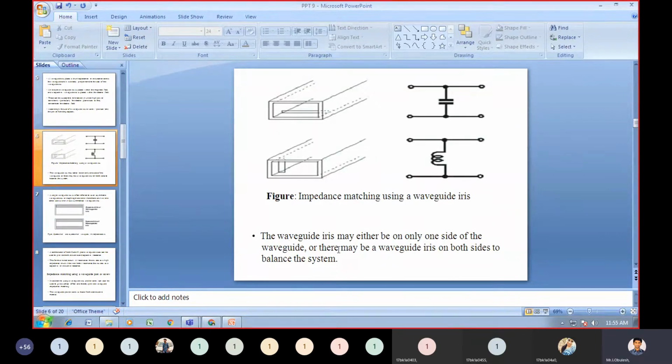The waveguide iris may be on only one side of the waveguide, or there may be a waveguide iris on both sides to balance the system. You need to keep it on either only one side of the waveguide, or else on both sides, balancing both sides of the waveguide system.